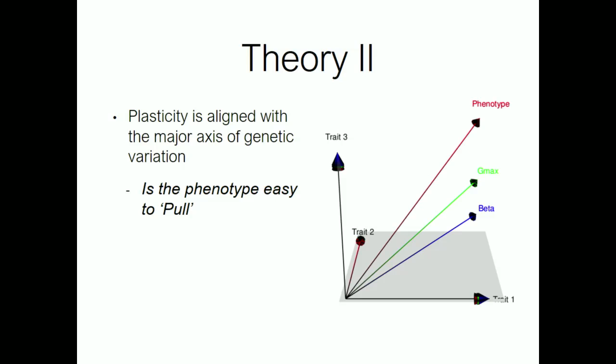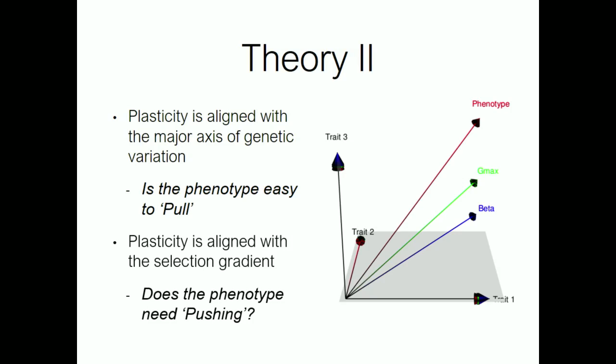So here's a cartoon with three traits. Here's the phenotype that moves from control into some other space caused by the predators. And we ask whether or not these changes align with where the line of least resistance is, so the green line here. Is the phenotype, in that sense, put in a position where it can be pulled along by selection or pushed along by selection?